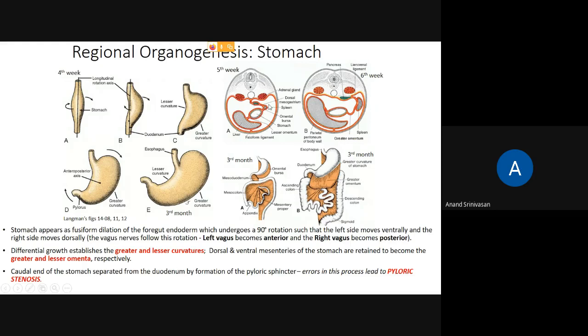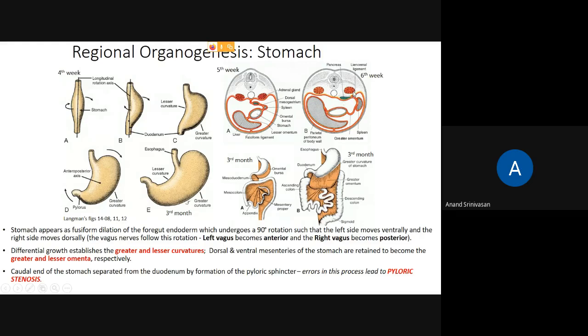Now, in the dorsal part, the dorsal mesogastrium or the dorsal mesentery, there will be the development of the spleen. And this part will become the greater omentum. And that will become the lienorenal ligament. Okay, lienorenal ligament.